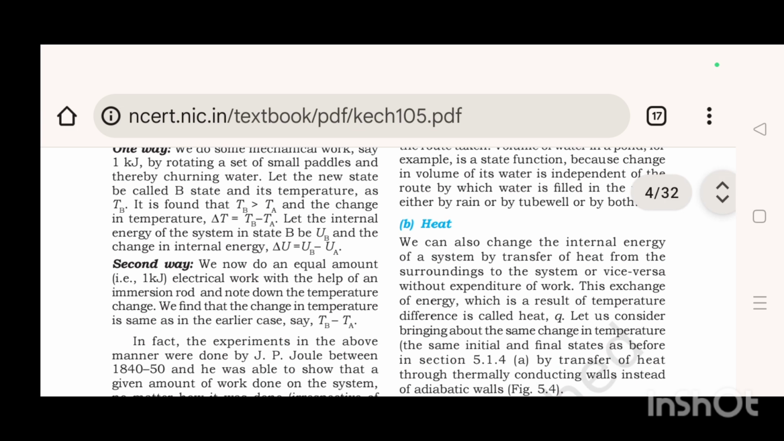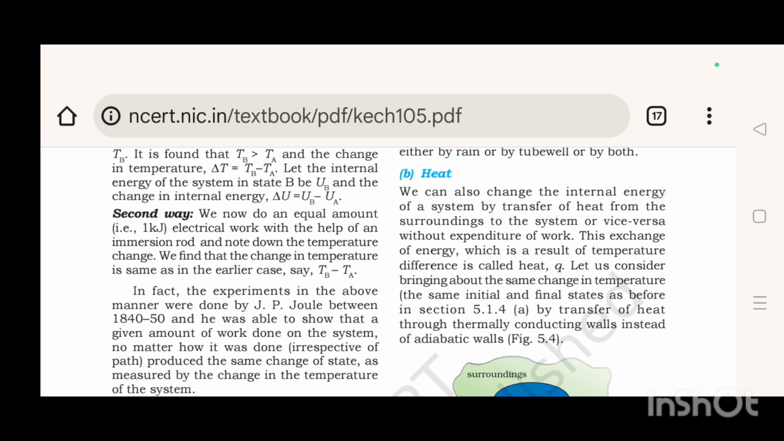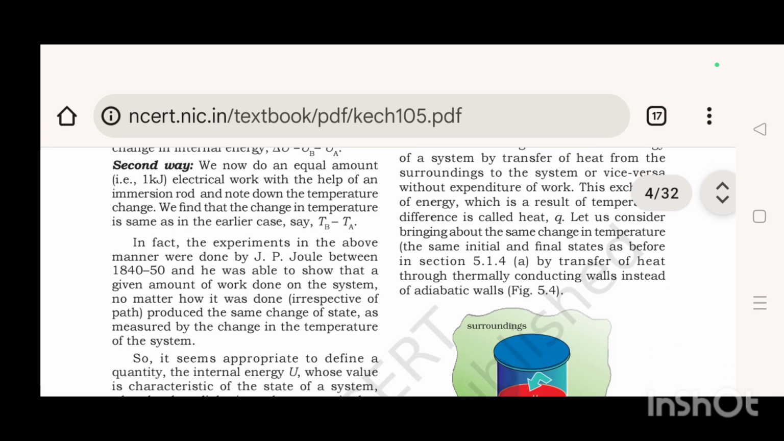Second way, we now do an equal amount of electrical work with the help of an immersion rod and note down the temperature change. We find that the change in temperature is the same as in the earlier case, TB minus TA. In fact, experiments of this manner were done by J.P. Joule between 1840 and 1850, and he was able to show that a given amount of work done on the system, no matter how it was done, irrespective of path, produces the same change of state as measured by the change in the temperature of the state.